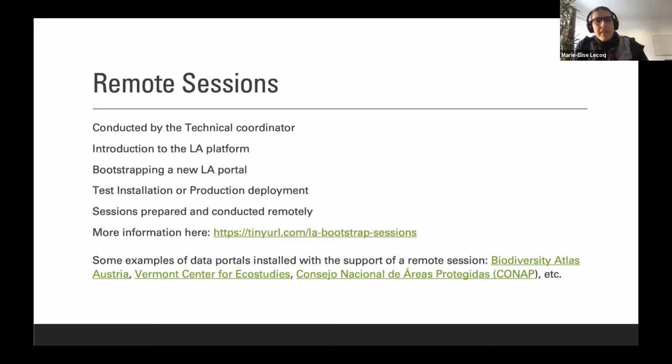And there are some examples of data portals installed with the support of a remote session. For instance, the Biodiversity Atlas of Australia, the Vermont Center for Ecostudies in Vermont, and the CONAP in Guatemala. But we also have data portals which are not in production yet. For instance, in Tanzania, we work a lot with remote sessions.